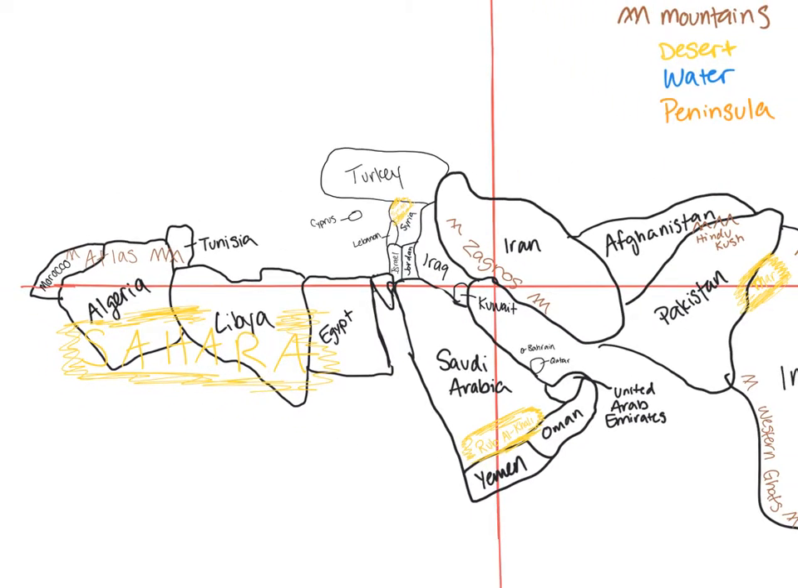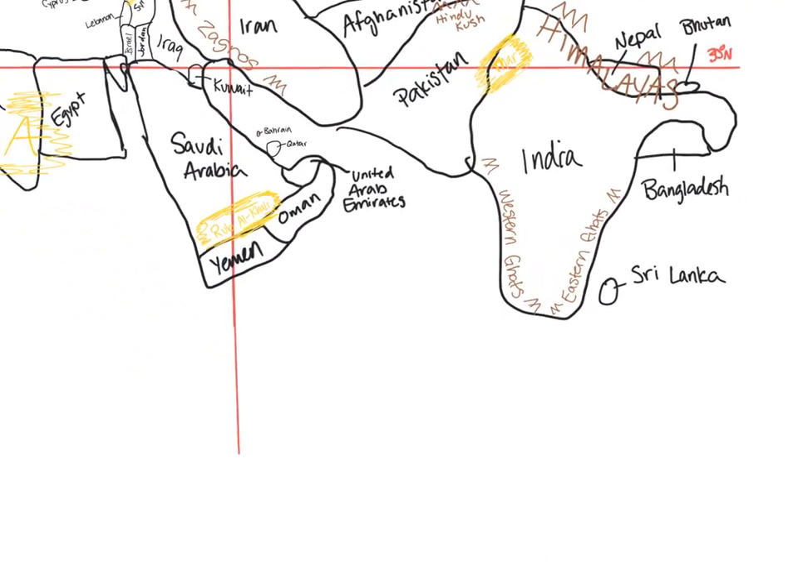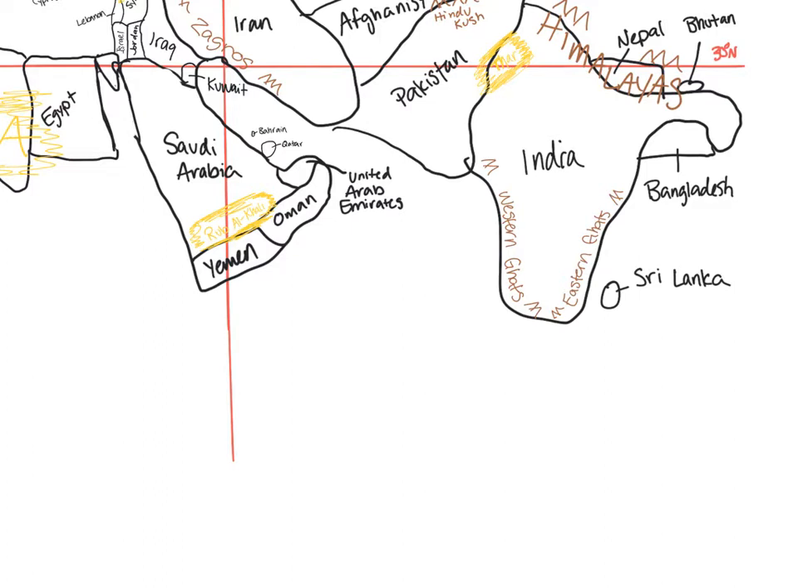No. Let's start big with oceans. What ocean do we have to label? Red Sea. Oh, yeah. The Indian, thank you. Indian Ocean.